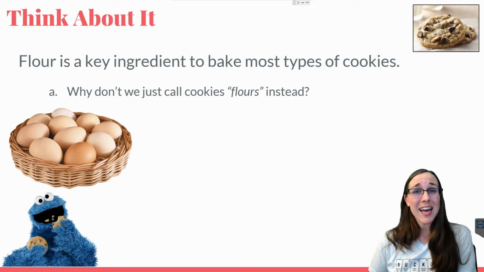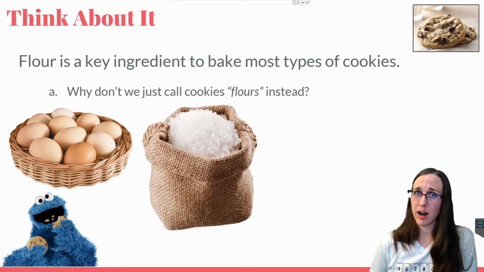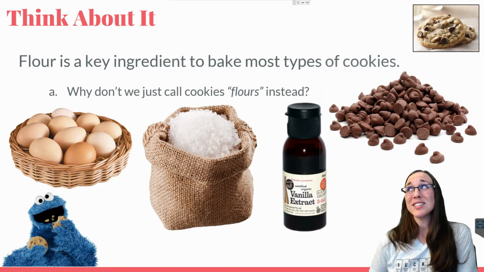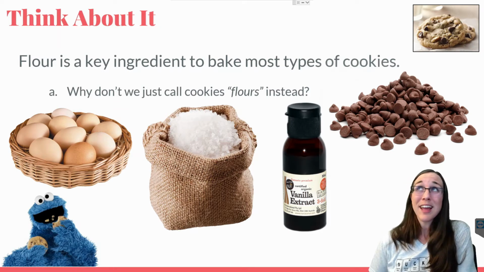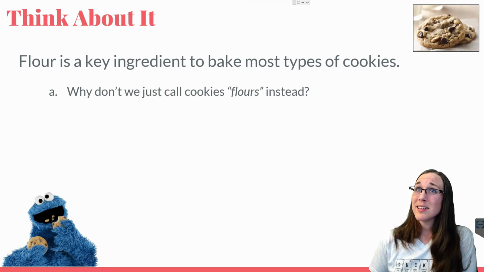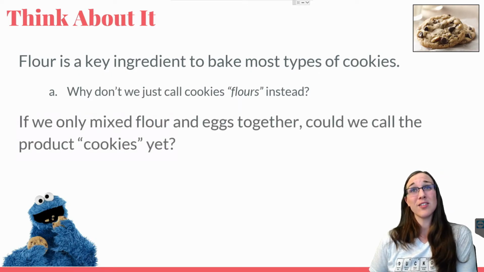You're thinking of the eggs and the loads of sugar, I might add, the vanilla, the chocolate chips. What are chocolate chip cookies without the chocolate chips? Nothing. Absolutely nothing. So why don't we just call them flours? Because just having flour as our ingredient wouldn't give us cookies.